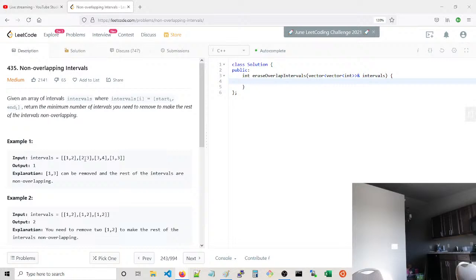So I guess you could create like a tree or something.